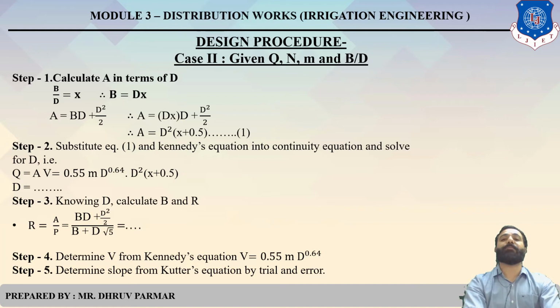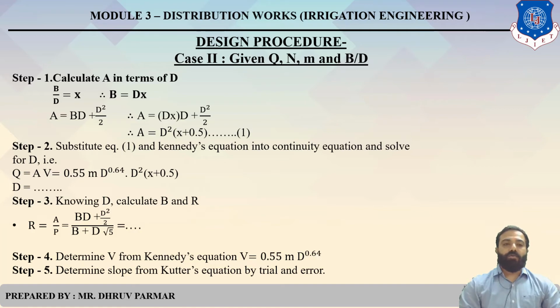Then the second case: the design procedure for case 2 of Kennedy's theory. The discharge is given, n is given, m is given, and the V by D ratio is given. Clear? So in this example, they directly give the V by D ratio, but they don't give any hint that this example is on the basis of Kennedy's theory. So how can you recognize it? First of all, you can see the V by D ratio in that particular example. So you can calculate that example on the basis of Kennedy's case 2.